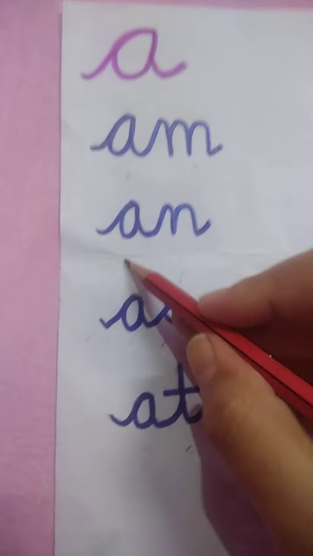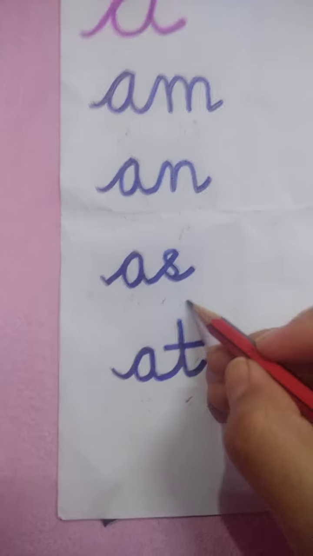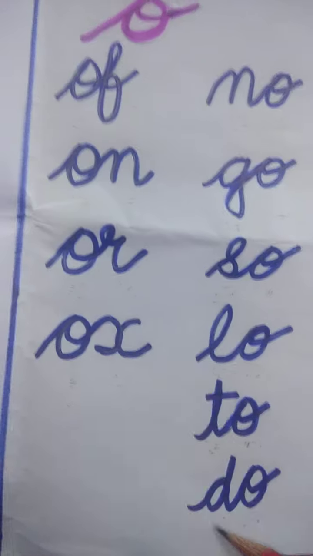A-M, am. A-N, an. A-S-S, ass. A-T, at. B-E, be. H-E, he. M-E, me. W-E, we. I-N, in. I-F, if. I-S, is. I-T, it. O-F, off. O-N, on. O-R, or. O-X, ox. N-O, no. G-O, go. S-O, so. L-O, lo. T-O, to. D-O, do.